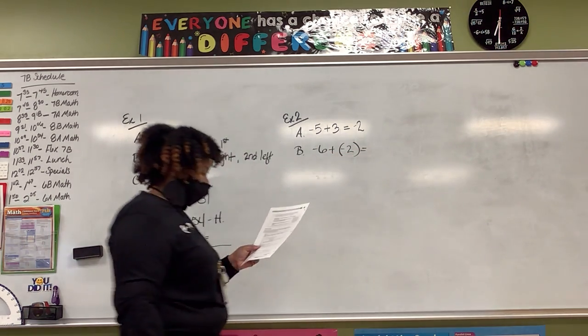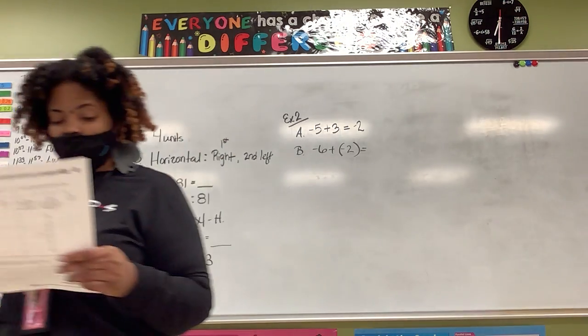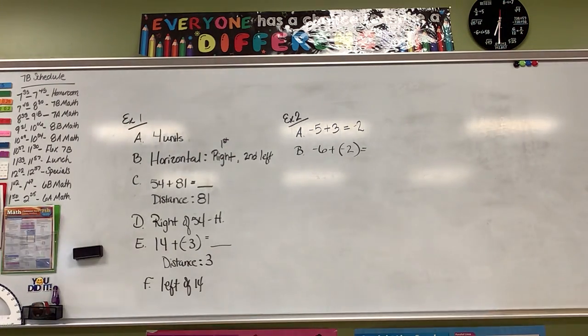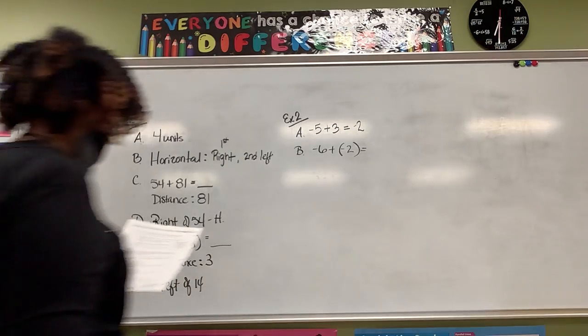Let's look at this one. We start at 0, we move negative 6. Draw the arrow to negative 6. Then we move again, negative 2. Where do we land? Negative 8, yes.